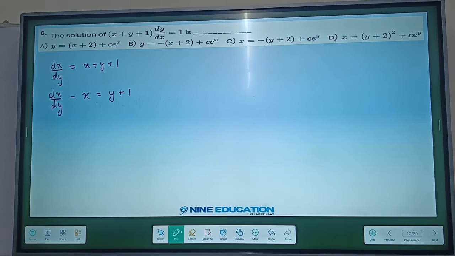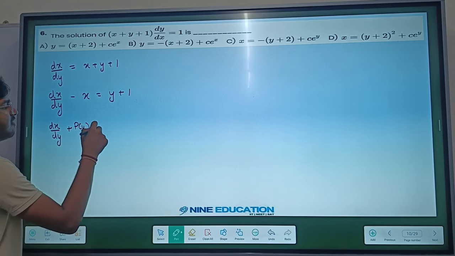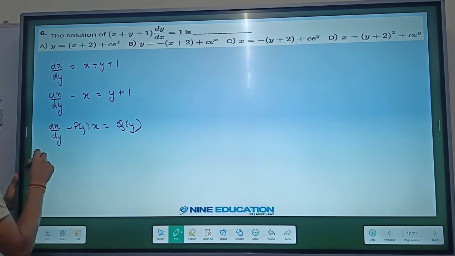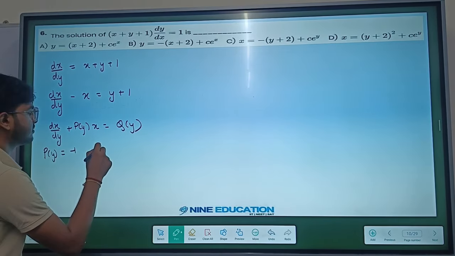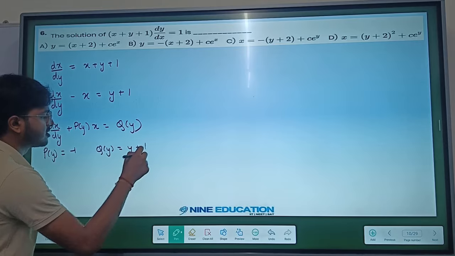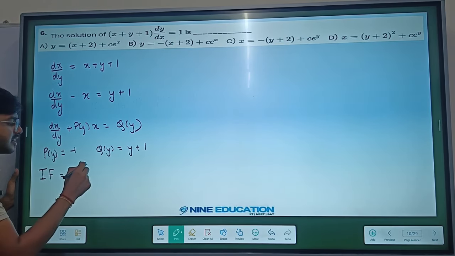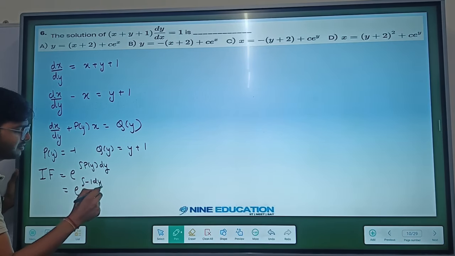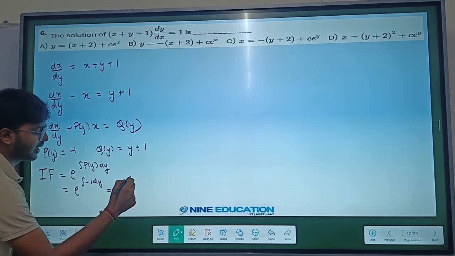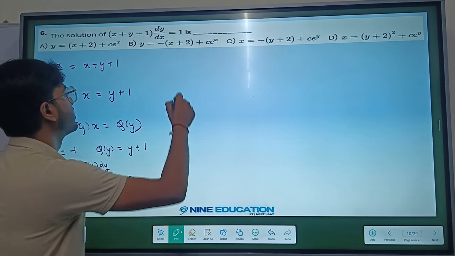Now is it looking like linear differential equation? Yes or no? So linear differential equation, dx by dy plus p of y into x equal to q of y. So if you compare, p of y is minus 1 and q of y is y plus 1. So what will be integrating factor? e power integration of p of y dy, e power integration of minus 1 dy, that is e power minus y. So what is integrating factor? e power minus y.